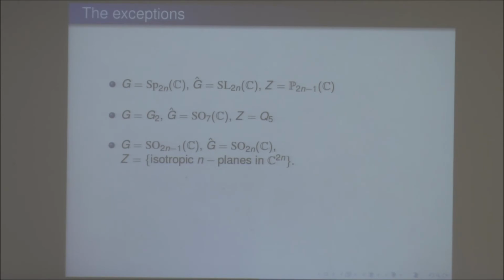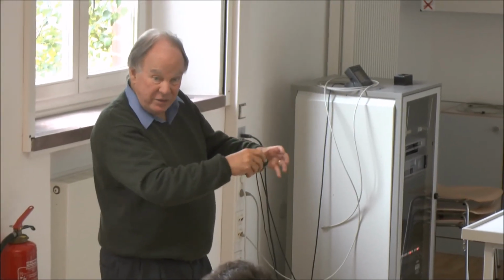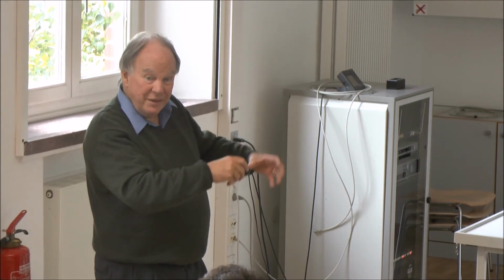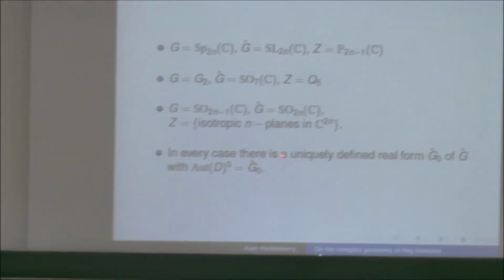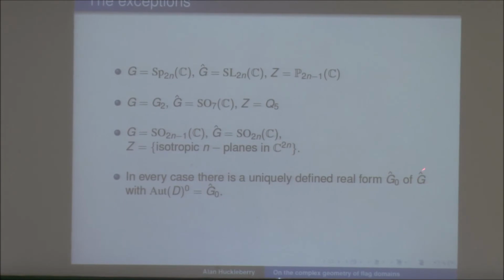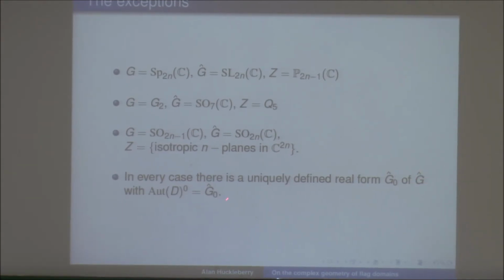And now what I have to do is take every flag domain there and check what happens to the obvious group, the real form G0, and whether or not there's a bigger group that acts on that flag domain, or whether or not it stabilizes that flag domain. So in every case, here's the theorem. There's a uniquely defined real form G0 of G hat, so that the automorphism group is in fact this real form. I made the mistake at the beginning of choosing the small real form.